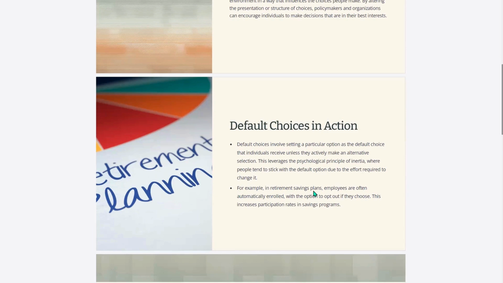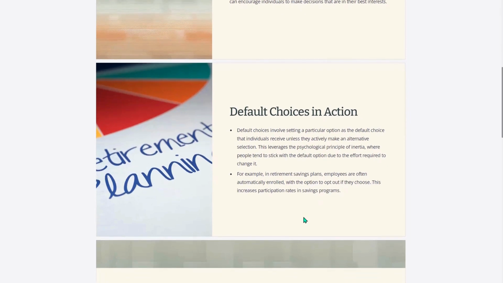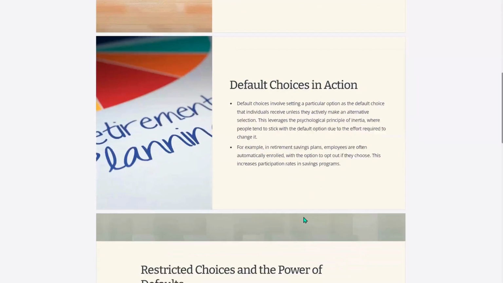You understand? Government knows that when this person becomes old, they'll be dependent on the government. So therefore, the government is making a plan. Government is creating a default choice so that your money is saved now, so that you can actually benefit in the long run. Is this giving you a clear idea of what default choices are?